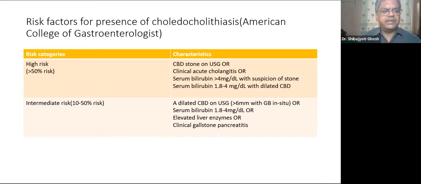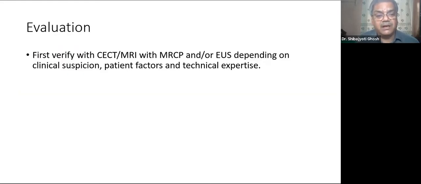And the intermediate risk group has a dilated common bile duct on ultrasonography, serum bilirubin between 1.8 to 4 milligram percent, or elevated liver enzymes, or clinical gallstone pancreatitis. So these are the risk groups for choledocholithiasis. We should keep these in mind when we see patients in the OPD with these features.